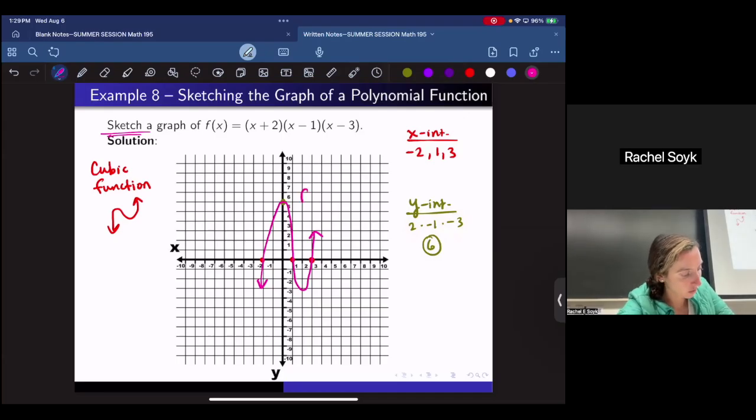And then again, don't forget to write it out: x + 2, x - 1, x - 3. How do you know it's a cubic function? Because your exponents for each of these binomials are 1, which means we have x times x times x. Your highest degree is going to be x to the third. Yeah.